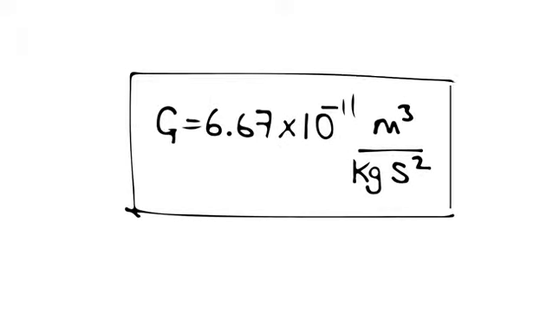Big G is equal to 6.67 times 10 to the minus 11 meters cubed per kilogram per second squared, i.e. it's really, really small. This means that one of the masses needs to be really big, or the distance between the two masses really small, for the overall force to be big enough to notice.